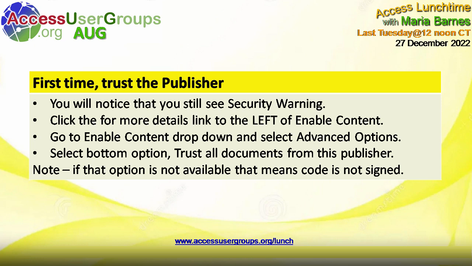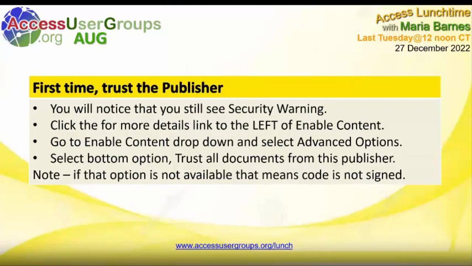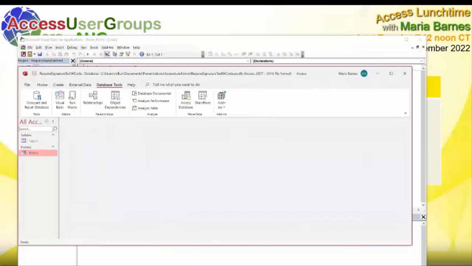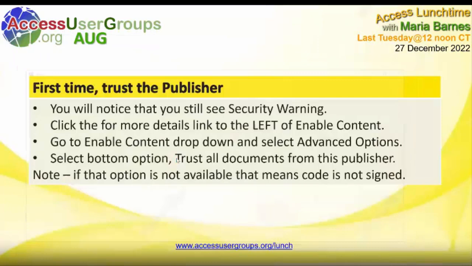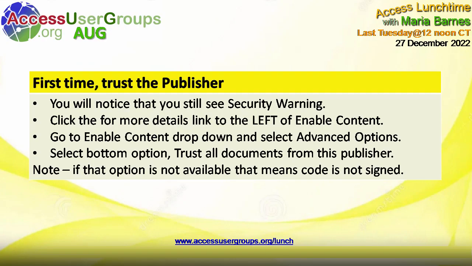So first of all, I already had this open, didn't I? This one's signed, and I'm not going to get the warning this first time because I've already trusted me. It's not showing because I'm already a trusted publisher. So let me remove myself from trusted publisher. While I'm doing that, I'll show you that area. In order to remove trusted publishers, you actually have to be signed into Access as an admin, or with admin privileges.